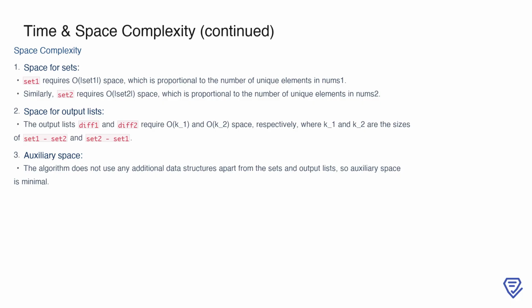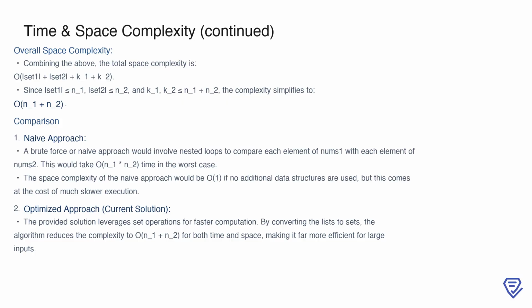Finally, the algorithm does not use any additional data structures apart from these sets and output lists, so any extra or auxiliary space usage is minimal. This streamlined use of memory ensures that the solution remains efficient in terms of space. When we combine all these factors, the overall space complexity of the solution becomes O(|set1| plus |set2| plus k_1 plus k_2). Since |set1| is at most n_1, |set2| is at most n_2, and k_1 and k_2 are at most n_1 plus n_2, the space complexity simplifies to O(n_1 plus n_2).